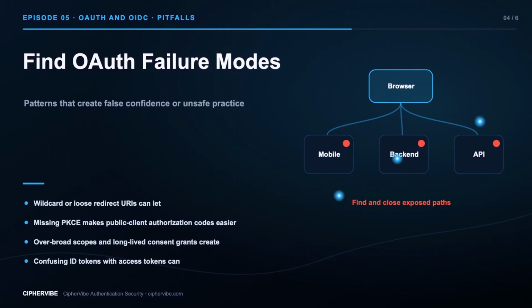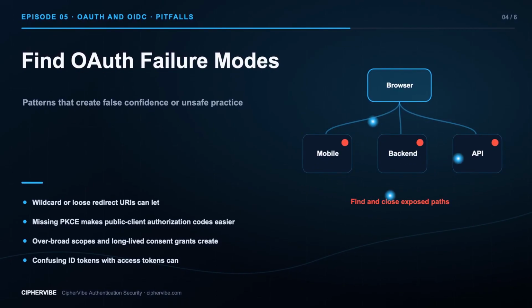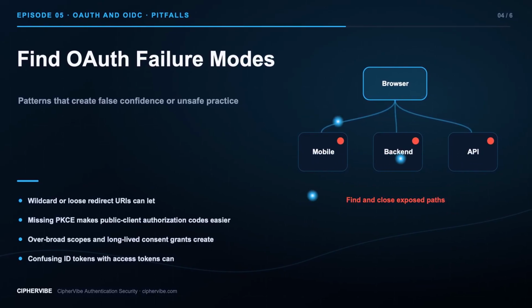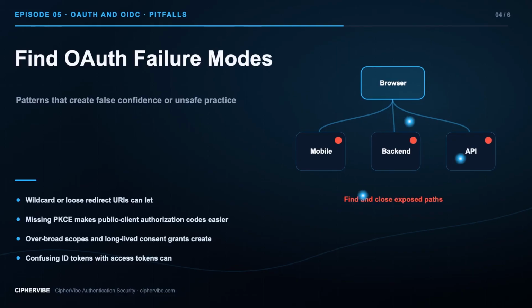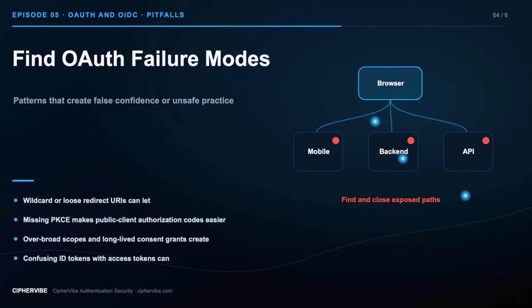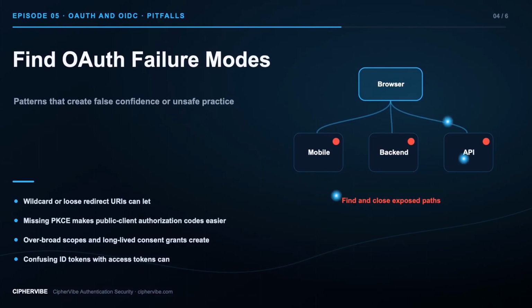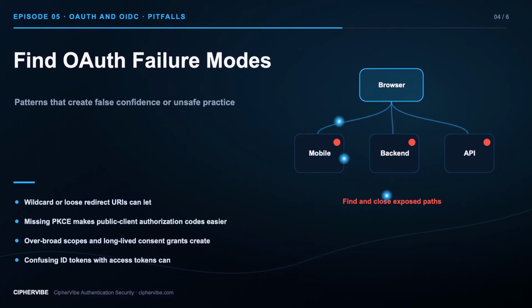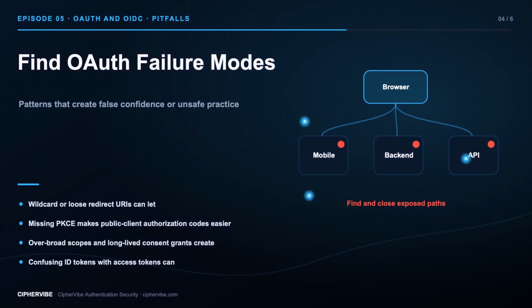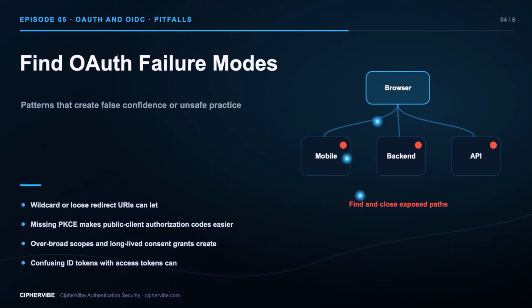Fourth, confusing ID tokens with access tokens can put tokens in the wrong audience and weaken API checks. Fifth, storing tokens in browser-accessible locations can expose them to script injection and extension risk. Sixth, accepting tokens from the wrong issuer or tenant can create cross-tenant or malicious provider access. These mistakes often share one cause: confusing an available signal with a complete explanation.